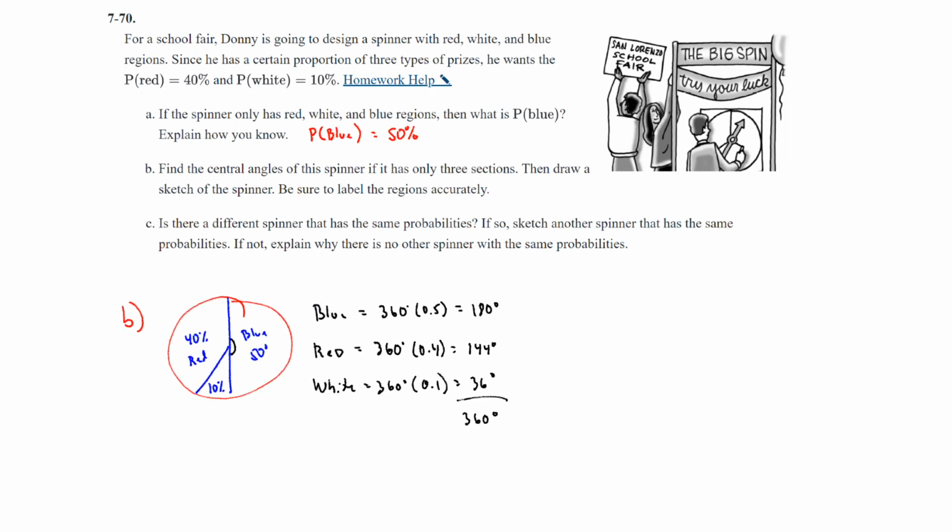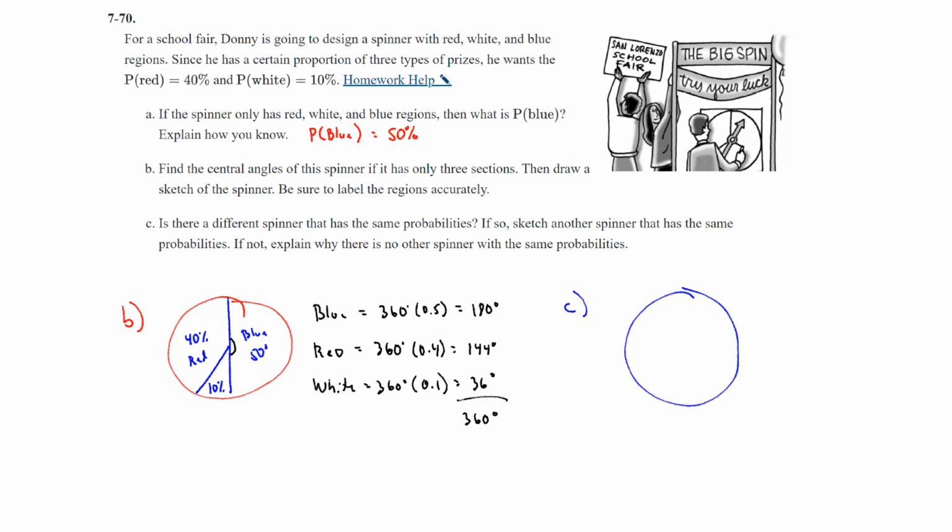And so now, I think we've answered part B, so let's move on to part C. Is there a different spinner that has the same probabilities? If so, sketch another spinner that has the same probabilities. If not, explain why there is no other spinner with the same probabilities. All right, so, blue is 50%. Now, you could have 50% blue and have more than one region, but you still have to have 50% blue.